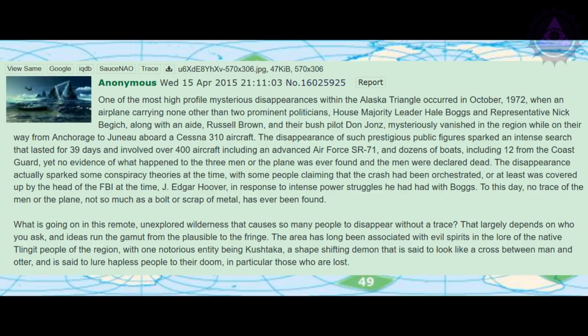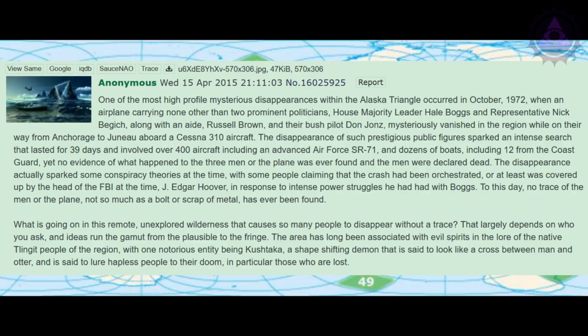The disappearance actually sparked some conspiracy theories at the time, with some people claiming that the crash had been orchestrated, or at least was covered up, by the head of the FBI at the time, J. Edgar Hoover, in response to intense power struggles he had had with Boggs. To this day, no trace of the men or the plane, not so much as a bolt or scrap of metal, has ever been found.